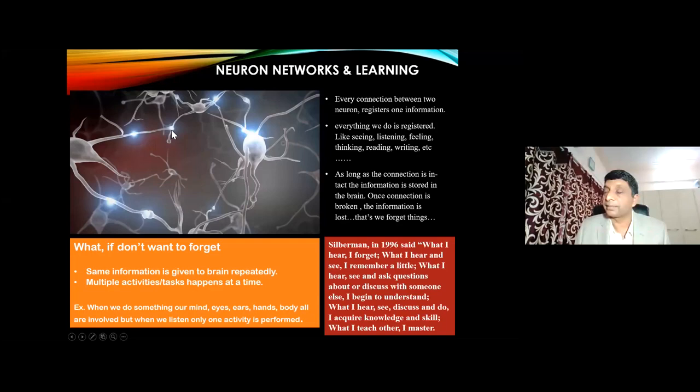So whenever a connection is made, information is stored and registered in the human brain. This is the key. This is how our brain works. This is how our brain learns, retains the information and keeps the information in the mind. So the more connections you make, the more information there is in your mind. And the kind of information in your mind is the most important thing.